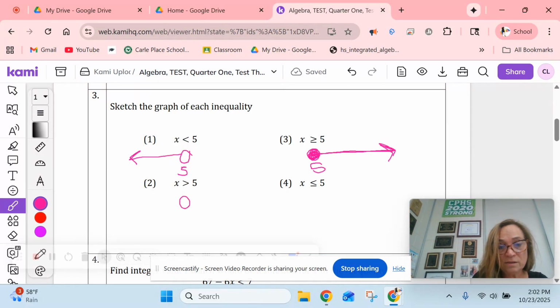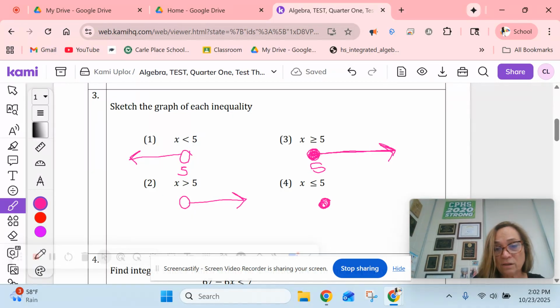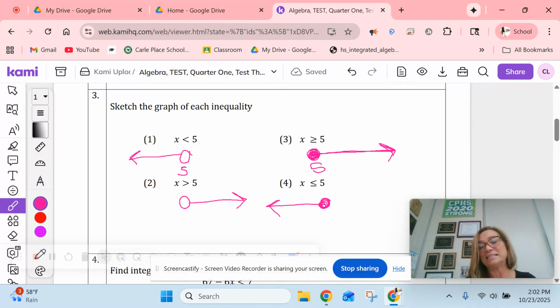Open circle, going to the right, greater than, closed circle, going to the left, less than. So remember, greater than goes to the right, less than goes to the left. Closed circle includes the point, so that would be the ones that have the equal bar.